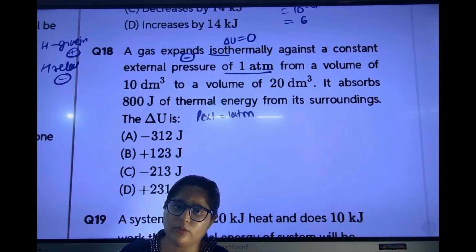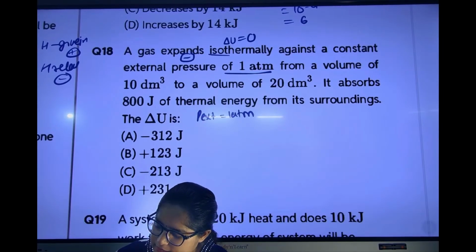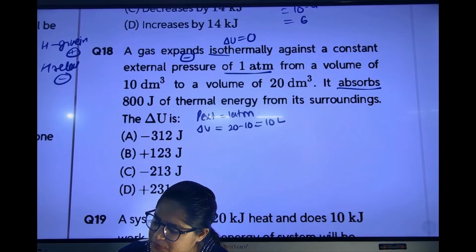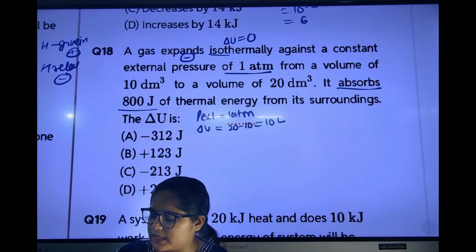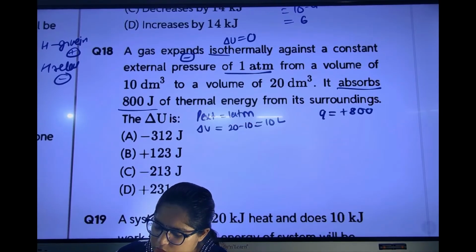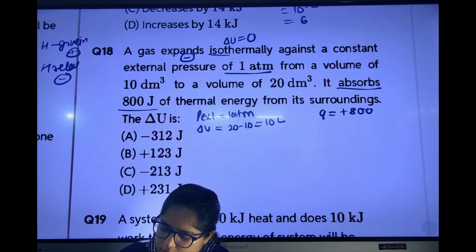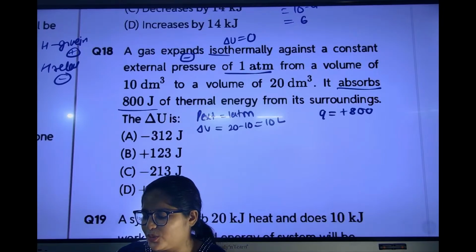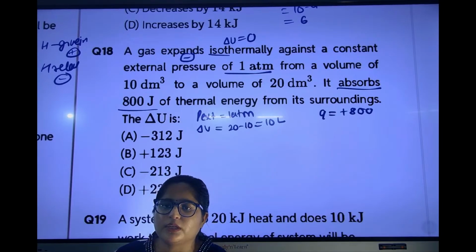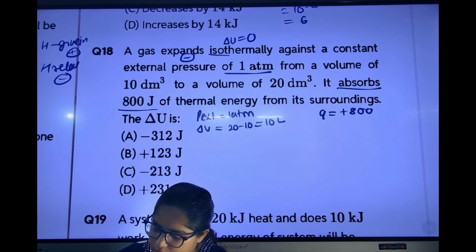So decimeter cube is nothing but 1 liter. So I can say delta V is 20 minus 10, that is 10 liter without any doubt. It absorbs 800 joule of thermal energy. Absorption means Q is plus 800. Then delta U they are asking, and in the options 0 is not there, so we need to solve it. Clear? How will we solve?